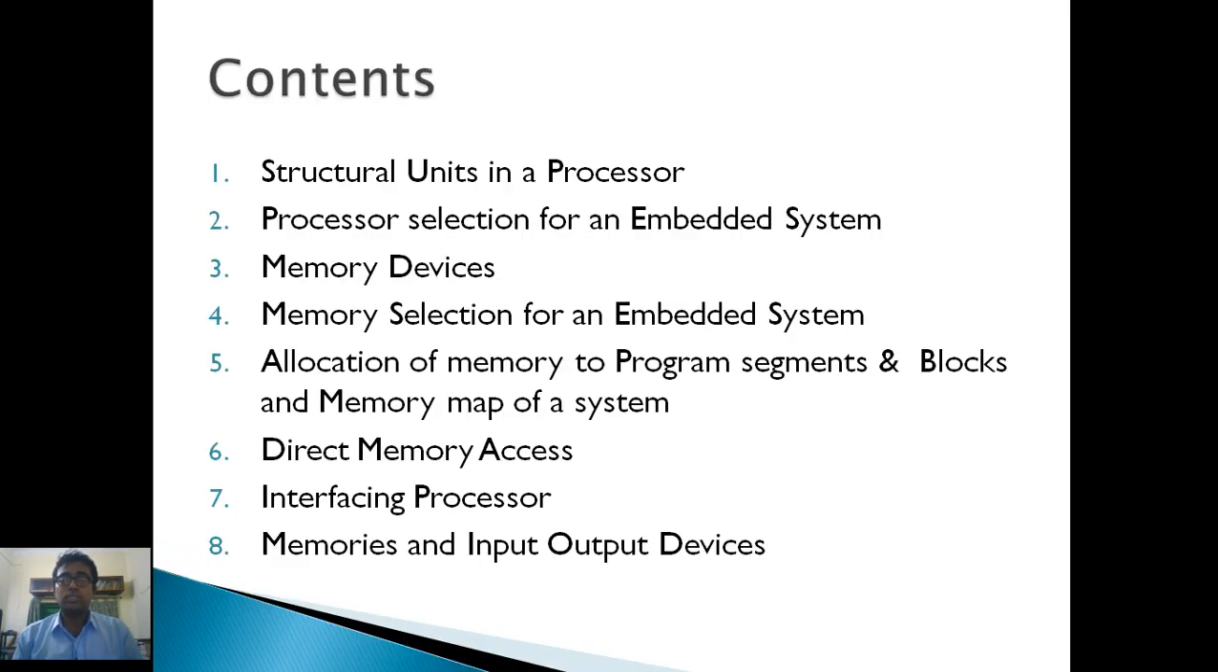Contents that I am going to discuss for this lecture and for the next lectures: for the next 3 consecutive lectures I am going to discuss these contents. First one is structural units in a processor, selection for an embedded system, memory device, memory selection for an embedded system, allocation of memory to program segments and blocks and memory map of a system, direct memory access, interfacing processor, memories and input-output device.